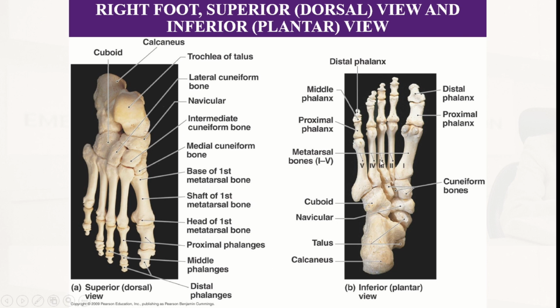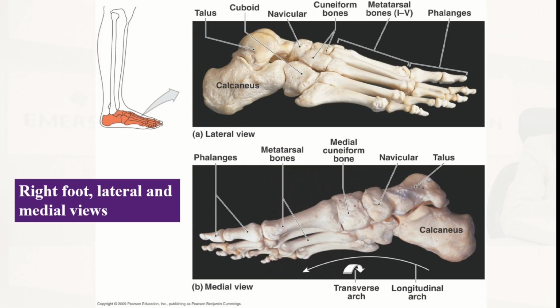So we said you have the phalanges, which are 14. You have the metatarsal bones, which are 5. Then you have the tarsal bones, which are 7. Okay, that's what we are talking about. So the calcaneus, talus, 3 cuneiforms, cuboid, and the navicular. Those are the types of bones we are talking about.